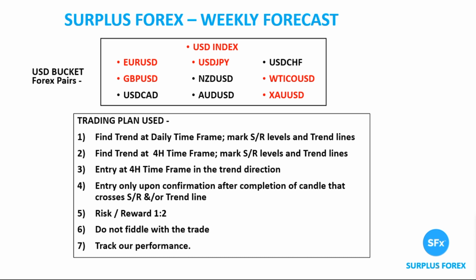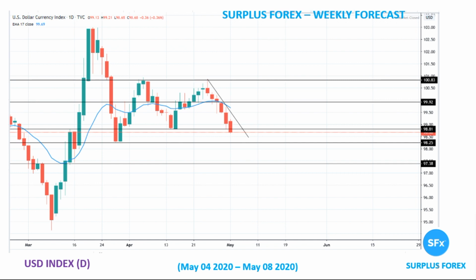So let's go over a Surplus Forex weekly forecast for the upcoming week of May 04, 2020 to May 08, 2020. As usual, I'll start with USD index. On a daily time frame, we see that as of now it's falling, and it's below EMA 17, and it's below the trend line, falling down, currently sitting close to 98.6. So as of now, I believe that it'll continue to fall.